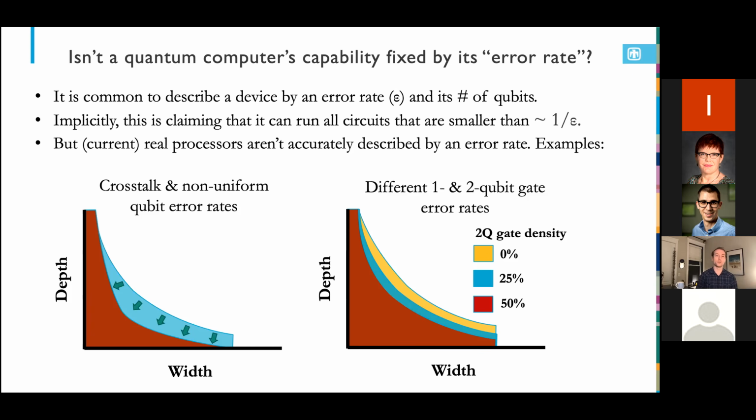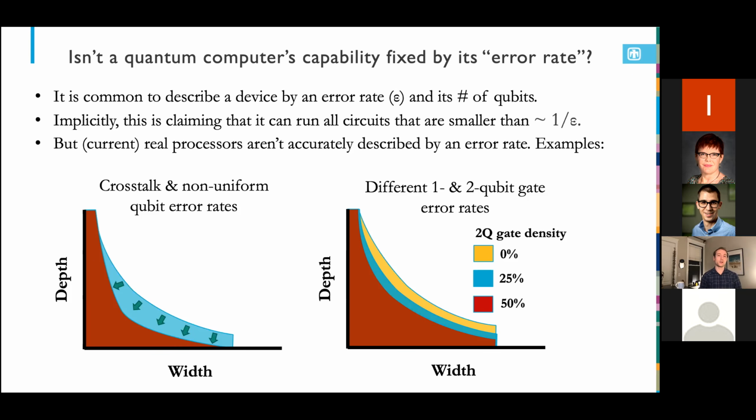And so what happens is your performance drops off more quickly as you increase the width than you expect it to if there really was just an error rate for the whole device. A different kind of effect you can have, which is also pretty much ubiquitous, is you can have different 1 and 2 qubit gate error rates. And so perhaps the 1 qubit gates have really low error rates, that's often true, and the 2 qubit error rates are much worse. That's really the case in most devices currently.